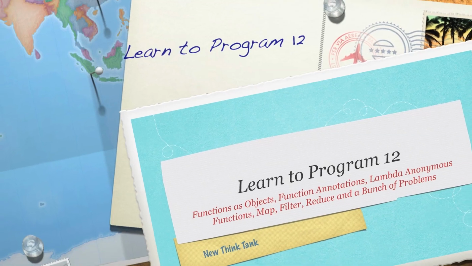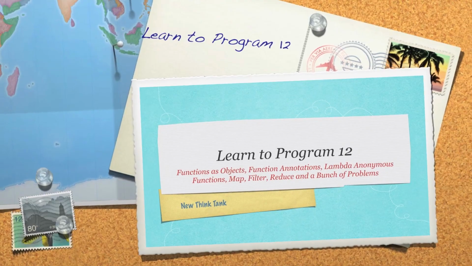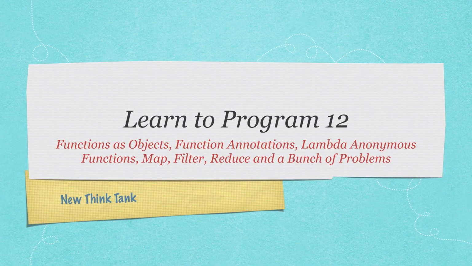Well, hello Internet, and welcome to part 12 of my Learn to Program series. In this part of the tutorial, we're going to do a lot of advanced things with functions. I'm going to cover how to use functions as objects, function annotations, lambda or anonymous functions, map, filter, reduce, and I'll have a whole bunch of problems for us to practice with.